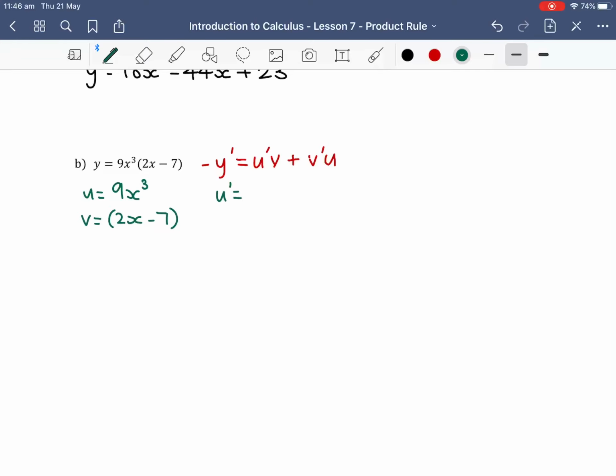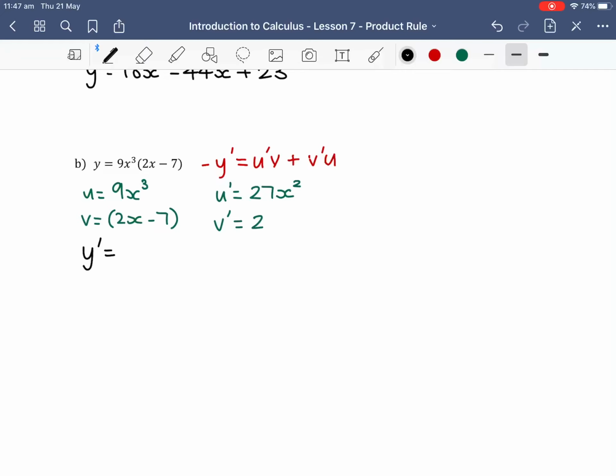So then we need to find our u dash. So our derivative of 9x cubed is going to be 27x squared. So we bring our power of 3 down and multiply it by the 9 to get our 27, and decrease our power of 3 by 1 to get the power of 2. And then for our v dash, where v is 2x minus 7, the derivative of 2x minus 7 is just 2.